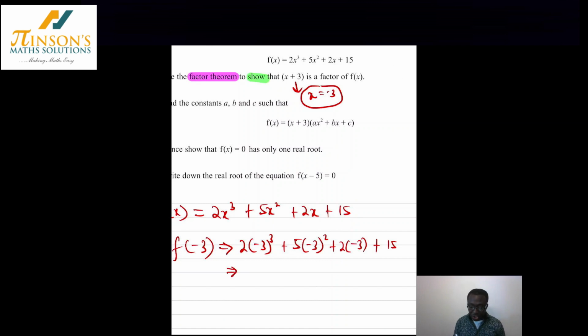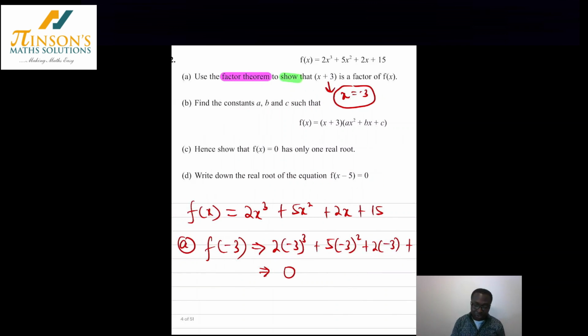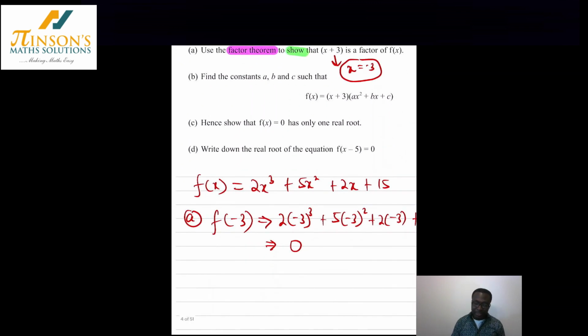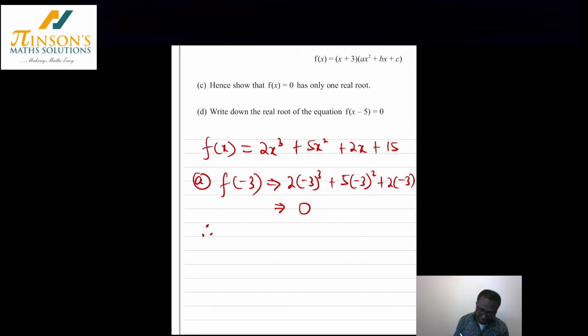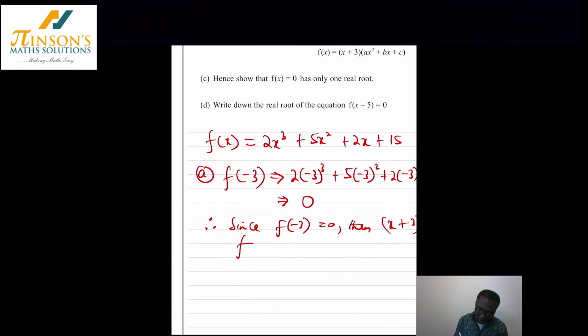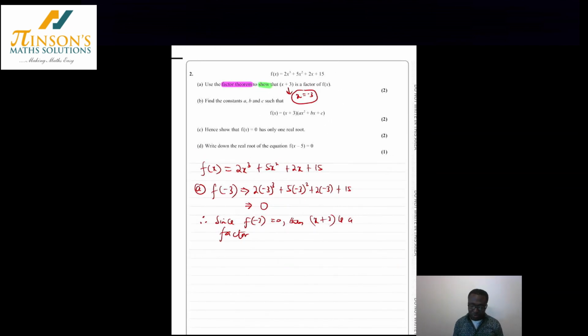So minus 3 cubed is minus 27. You could use your calculator. In fact, you could solve all of this in your calculator, and you'll notice that because the question says show, you should just write 0, because you know that you eventually get 0. Okay, so once our answer is 0, we could then say therefore, since f of minus 3 is equal to 0, then x add 3 is a factor. Okay, and that is done. We've done the question. Easy as that. Okay, no need to worry about it.